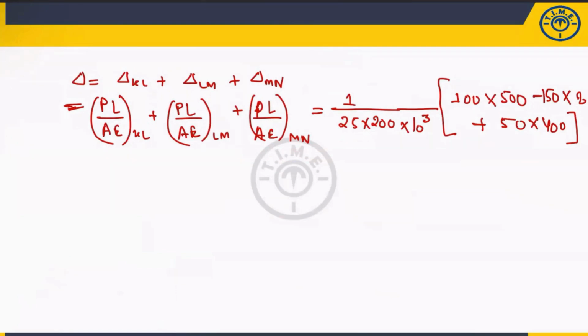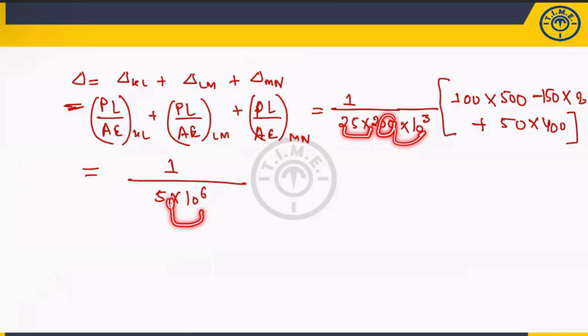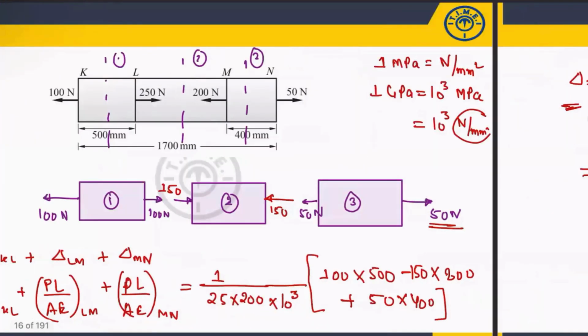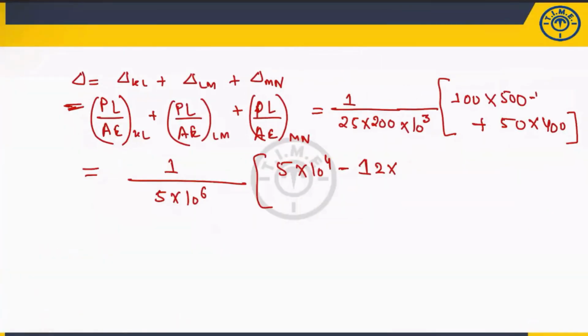Now see, can I write this as 5 into 10 to the power of 6? 25 into 2 is 50, and this is 20, that is 10 to the power of 5, and from 50 one more comes, 10 to the power of 6. If you solve, you will get 5 into 10 to the power of 6. What is this value? 5 into 10 to the power of 4. What is this value? It is 800, sorry, this will be 800 only. Minus 150 into 800, so this will be 12 into 10 to the power of 4. 5 into 4 is 20, that means 2 into 10 to the power of 4.